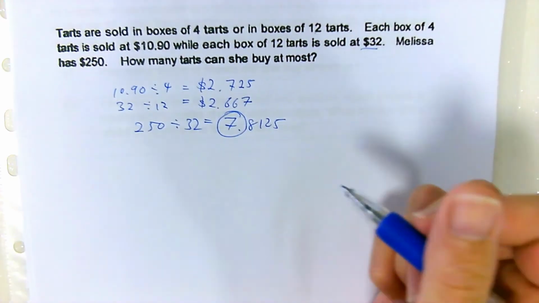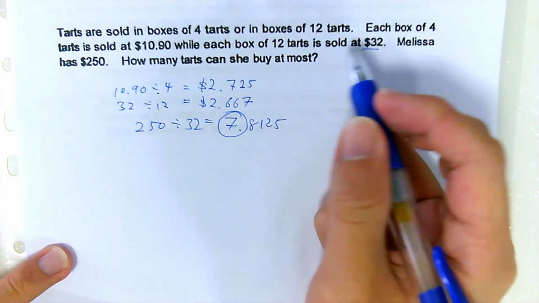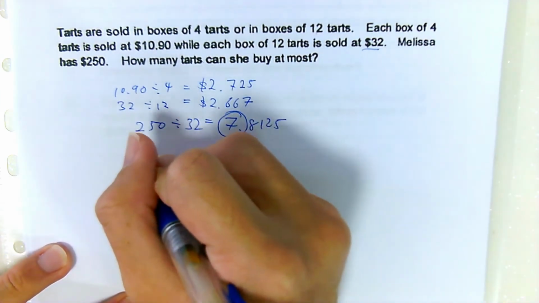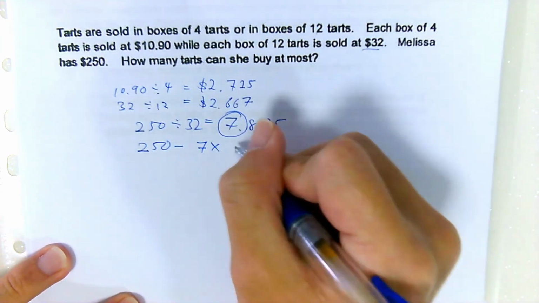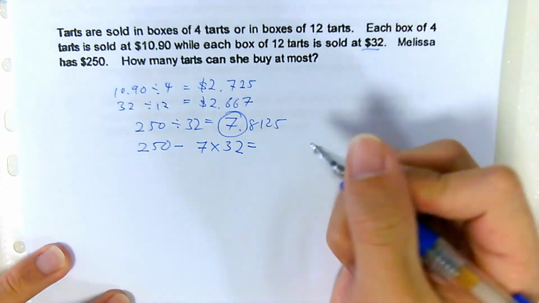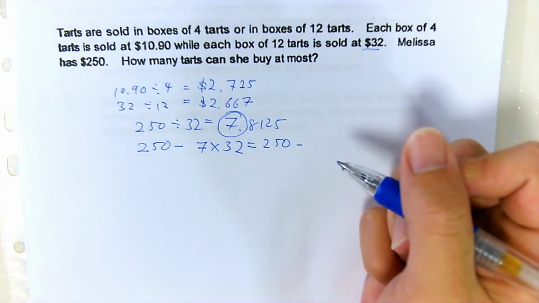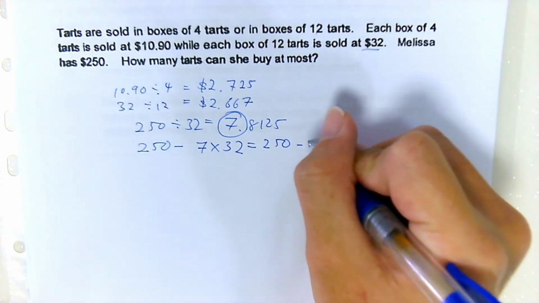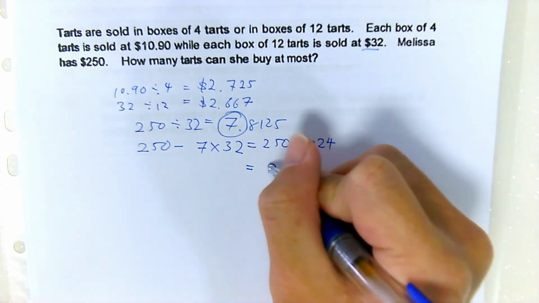Okay, so 7 boxes. Let's find out, after she buys the 7 boxes of 12 tarts, how much money we have left. So you take $250 minus 7 times 32. 7 times 32 will give us 224. And then she'll be left with $26.